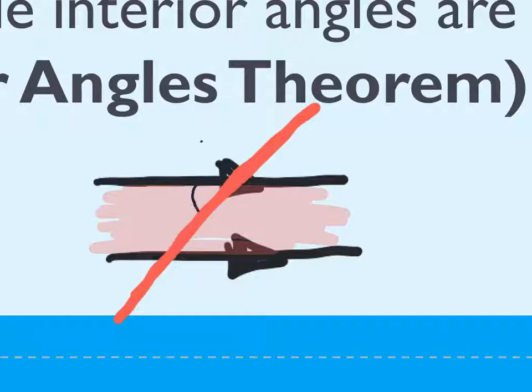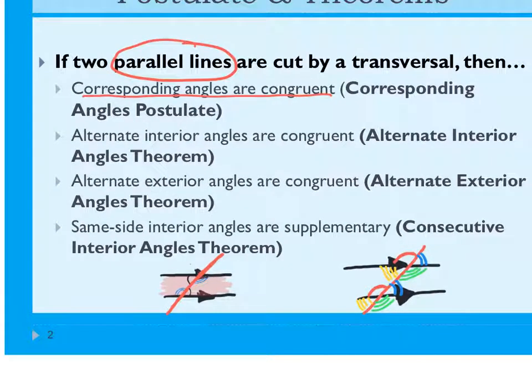So there's this angle right here and this angle right here. Those are alternate interior angles. They are congruent, but same with the ones on the other side. This guy right here and this one right here are also congruent. So alternate interior angles are congruent. Corresponding angles are congruent. The alternate exterior angles are congruent. So let me mark the alternate exterior angles.